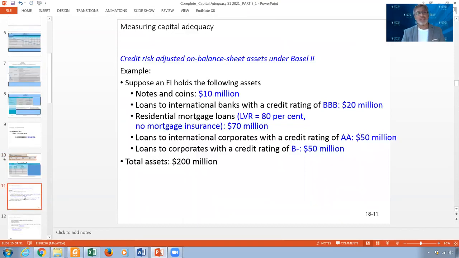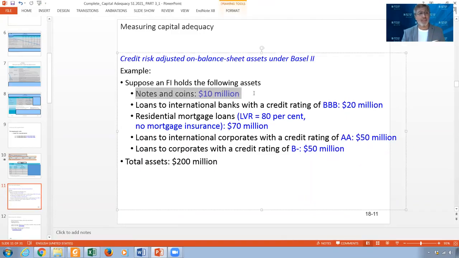So now let me take an example. This is just to give you an example for credit risk, how you calculate the risk-weighted asset for credit risk on balance sheet. If I have notes and coins, which means cash, 10 million for this bank, and we have loans, this is from the balance sheet. Loans to international with a credit rating of BBB. Now you already know BBB. It's 20 million, but you are not going to take the 20 million. You are going to take the risk-weighted asset of this 20 million.